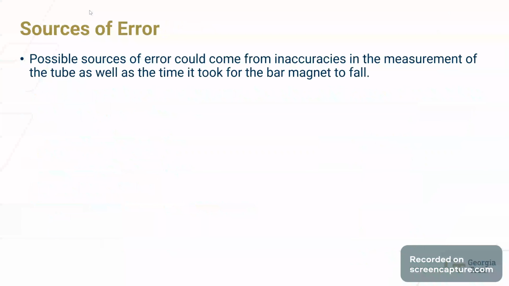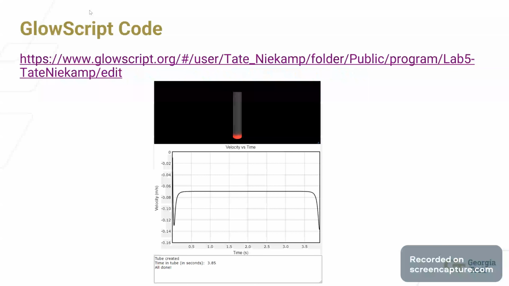Some sources of error. Possible sources of error could come from inaccuracies in the measurement of the tube, as well as inaccuracies in the measurement of the time it took for the bar magnet to fall. So here's my GlowScript code. We're going to go through this for a little bit.